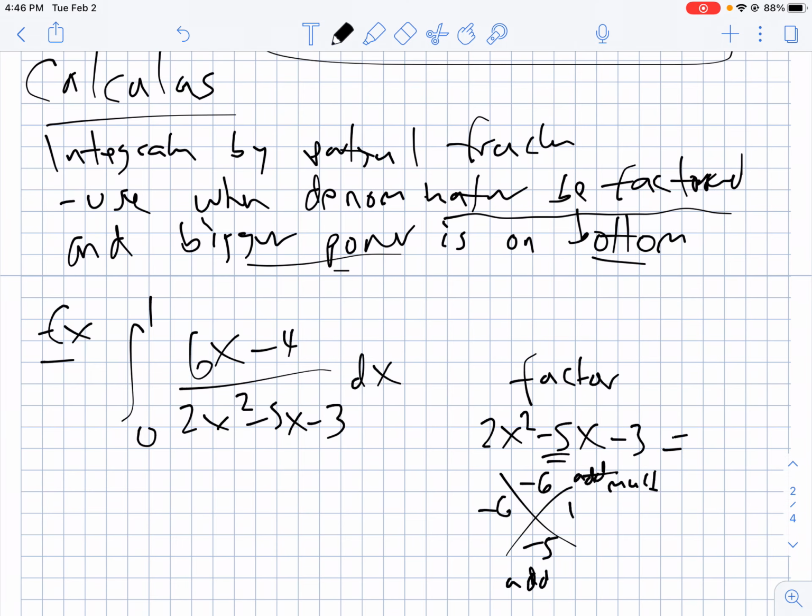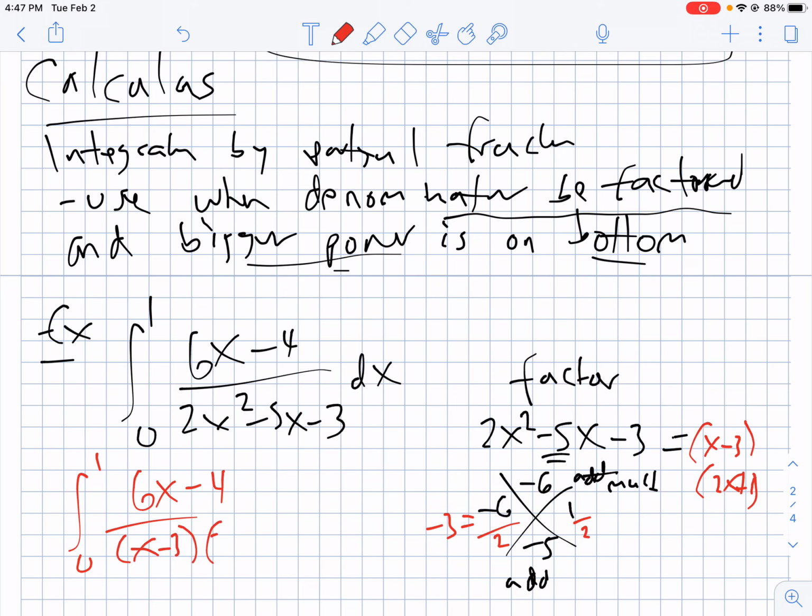And then because it was a 2x squared, what we do is we divide this by 2, divide by 2, so that's like a negative 3. So you have an x minus 3, and the other factor is a 2x plus 1. Okay, so what that means is you're integrating 0 to 1 of 6x minus 4 over parentheses x minus 3 times 2x plus 1. If you're having trouble factoring things like this, just make sure we can talk about it in class. That's no problem.